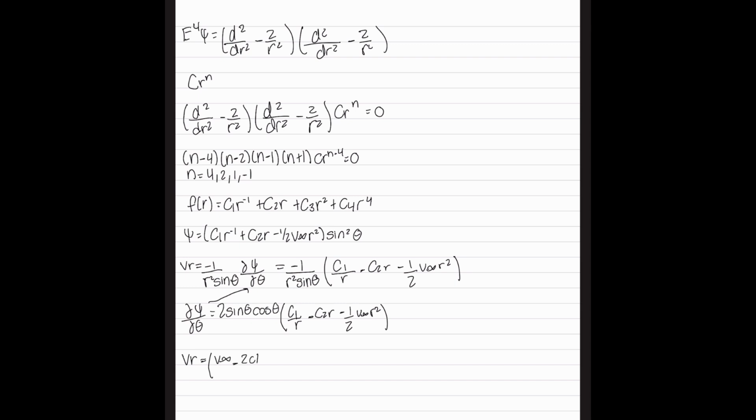Oh, actually, we can simplify VR by one more step. And this is a simplification of VR that'll make it easier to solve the system. Now we have to put the constants into the velocity with respect to theta equation. As I said before, we need to derive psi with respect to r. So here's some of the steps for that.